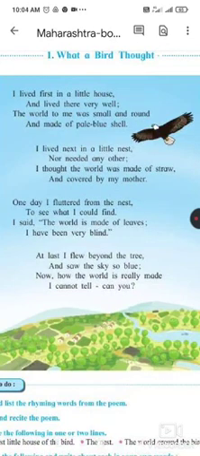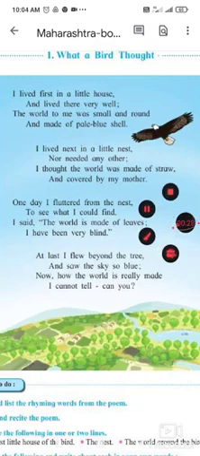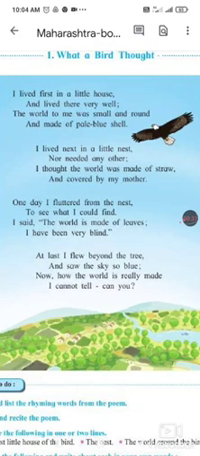Now we will start this first lesson, which is a poem. There is no name of that poet or poetess. So we will start with this first stanza. I lived first in a little house and lived there very well.